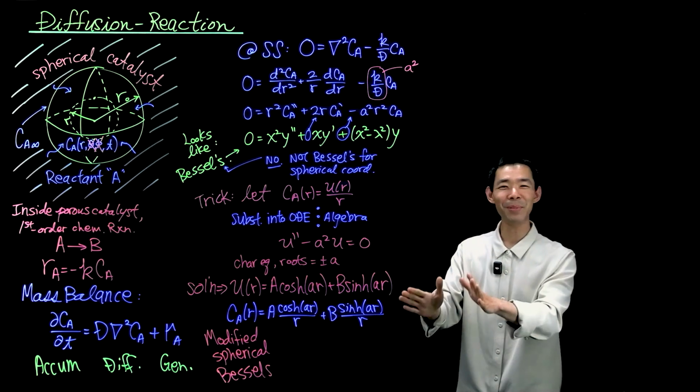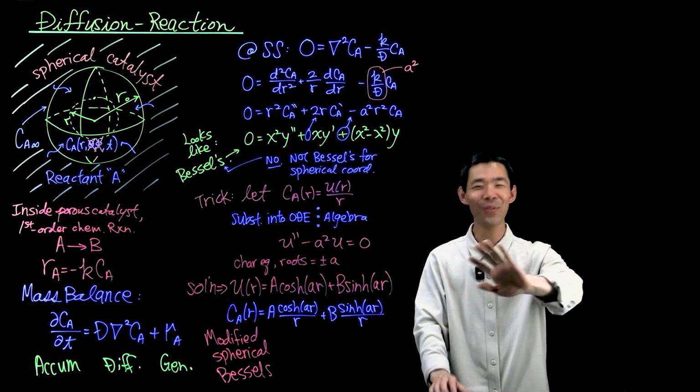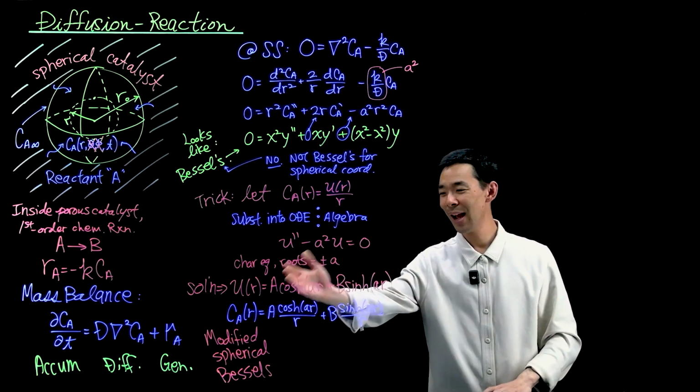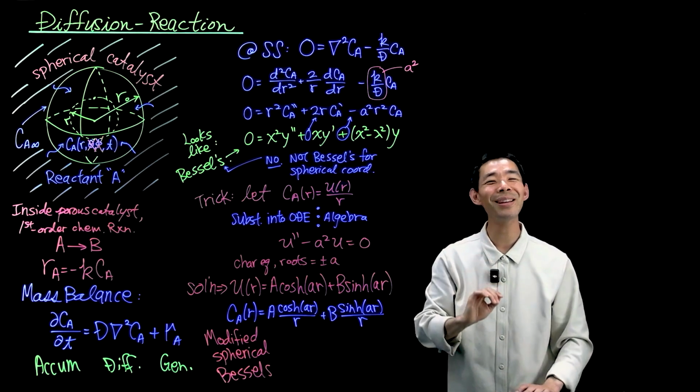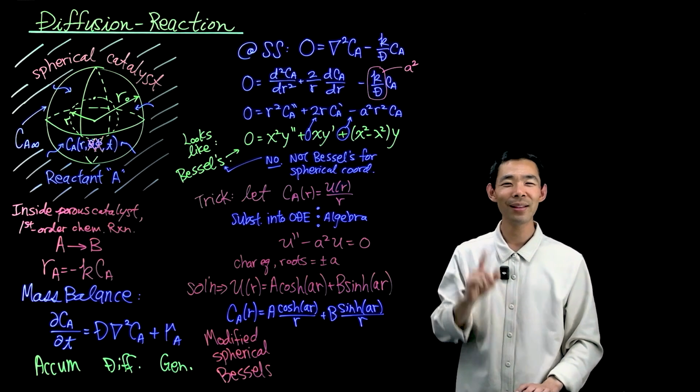Okay, let's keep going. If none of that made sense, forget about it. Let's just keep going. We have this solution so far. Oh, but we need boundary conditions. We haven't really considered boundary conditions in this problem yet. Let's think about that.